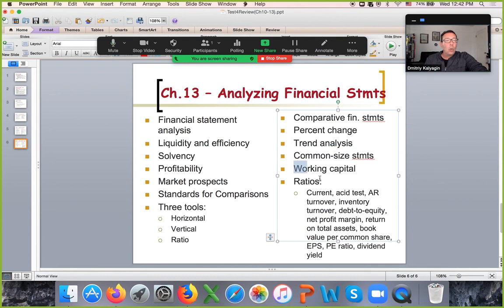So here is working capital. You have a formula in the book. And also these are the ratios. There are more ratios, but these are the ratios you really need to know. You have all the formulas as a summary at the end of chapter 13. Watch my video. I have 2 parts of videos with great examples on YouTube. It's really good. Students really appreciate it.